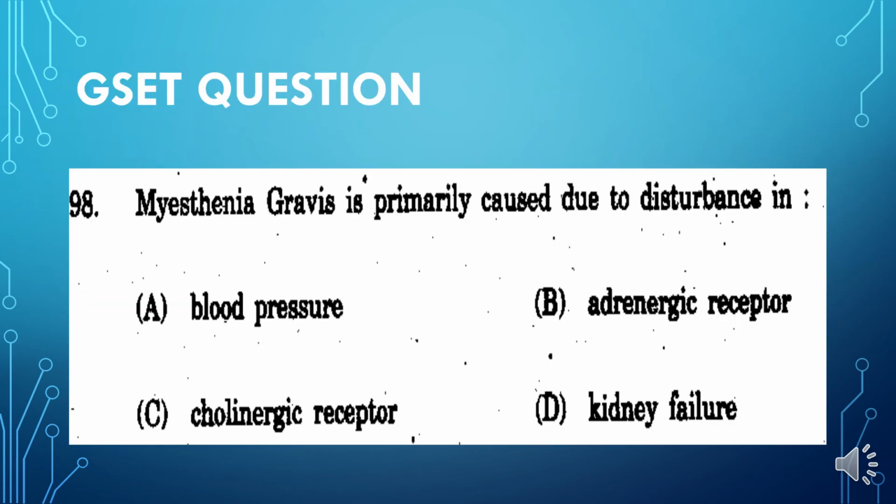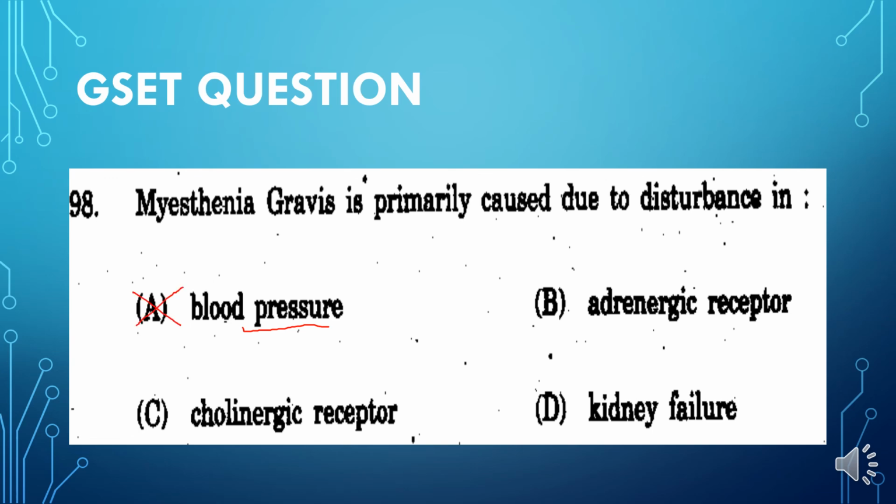Now about the GSET question: myasthenia gravis is primarily caused by disturbance in which option? The first option is blood pressure. We know that if there is a disturbance in blood pressure, it affects the heart and the circulatory system, that is the blood vessels and the heart, but not the facial muscle, the muscle of the neck, the muscle of the chest. It is not affected. So the first option, blood pressure, is a wrong option.